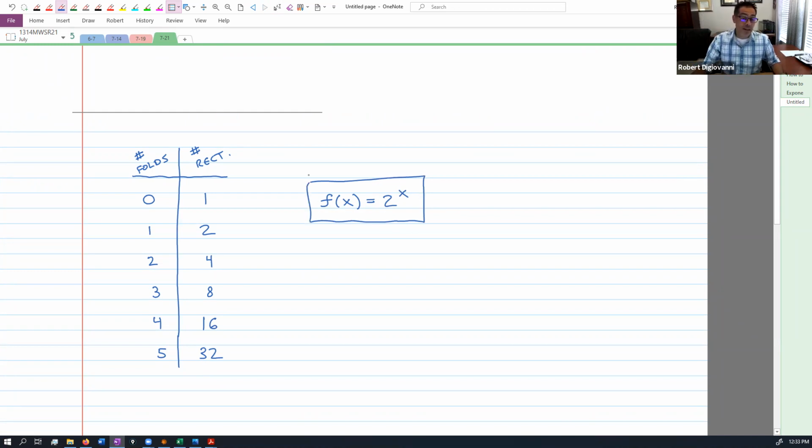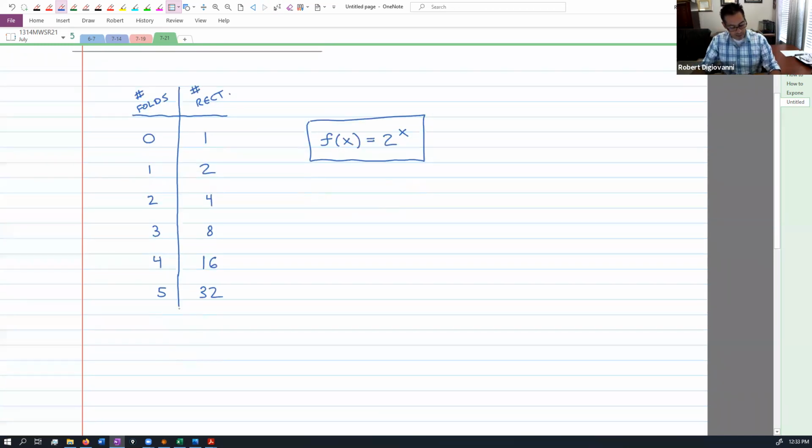So how many rectangles would I have? I'm curious, how many rectangles would I have if I could fold it 15 times? Can you figure that out for me on your calculator? I'll try to fold it 15 times while you use your calculator to figure out what the answer would be.